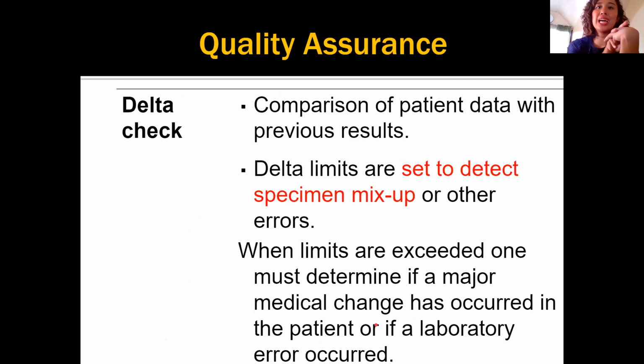So, for the delta check, guys, we compare the current results of the patient to their previous results. So, the delta check is important, okay? To avoid mix-up, and to ensure that we are releasing accurate results. So, we have to check. Example, if it shows that the patient has anemia, the patient should have a history of anemia from their previous results.